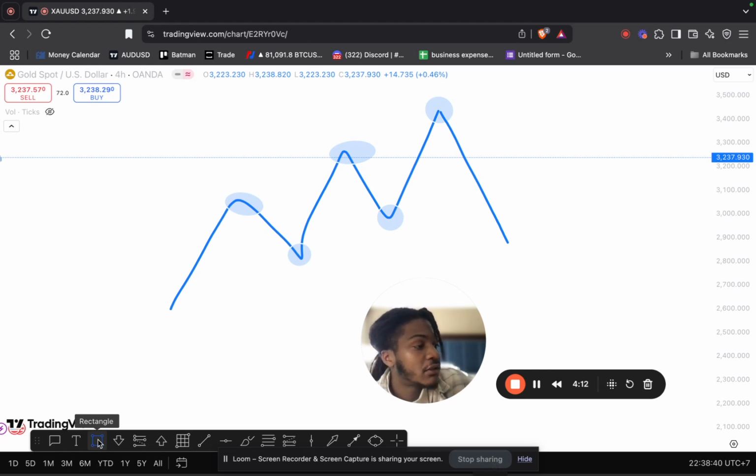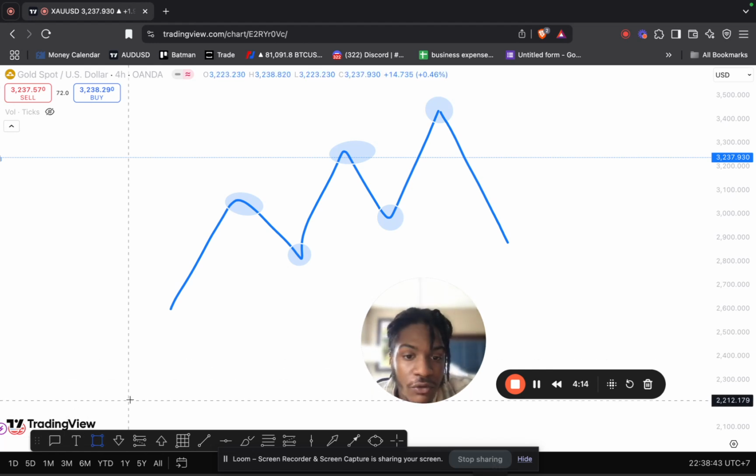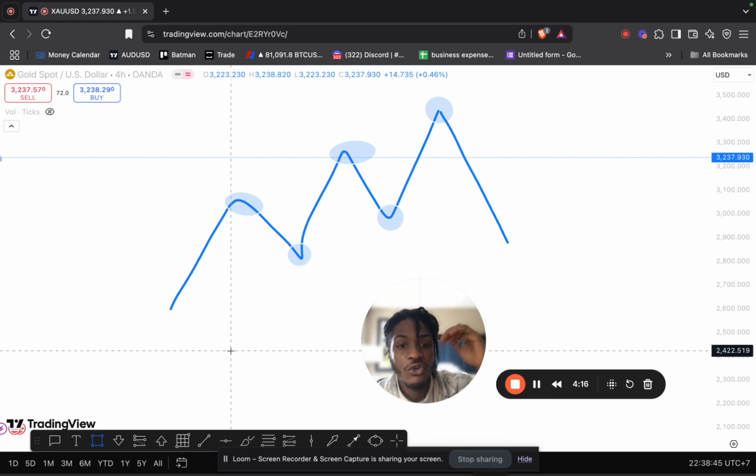So if you're selling, you want to sell high, because selling high means you're selling at a more expensive price, and when you buy, you want to buy low at a discount level.